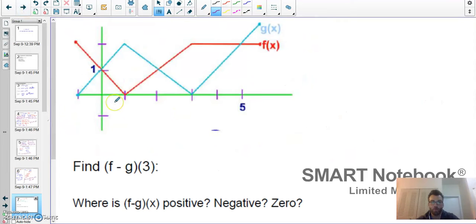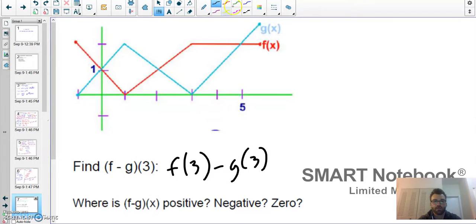Here we go. Oh boy, let's look at a graph. Okay, so in the past we're used to just f of x minus g of x. Well, instead of the x here, now I have a 3. So all we're going to do here is find f of 3 and subtract g of 3. So I'm going to go over to 3. f of 3 is right here, which is 2. g of 3 is right there, which is 0. So my answer is 2.